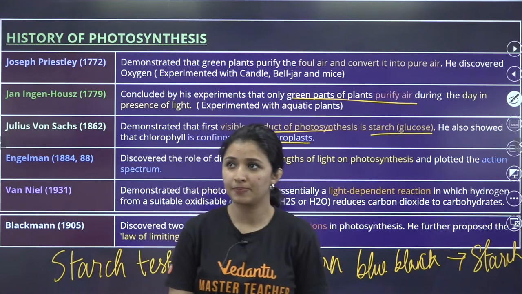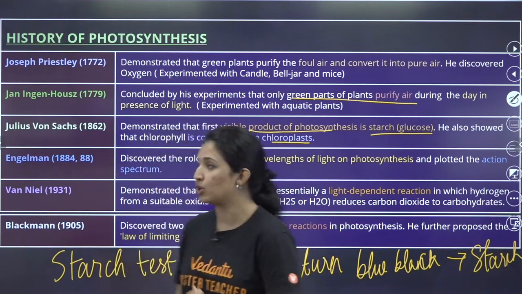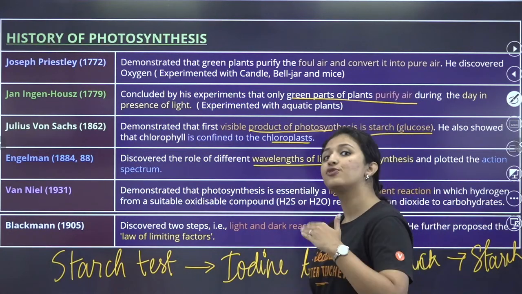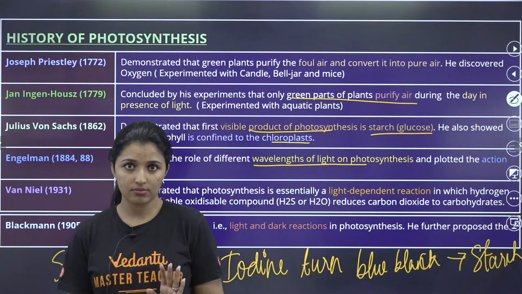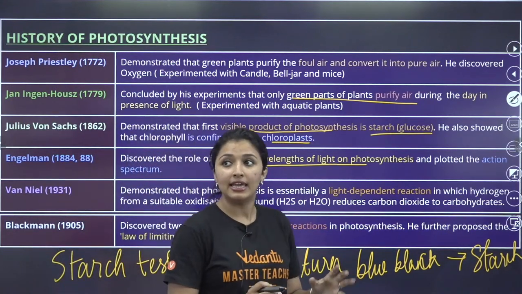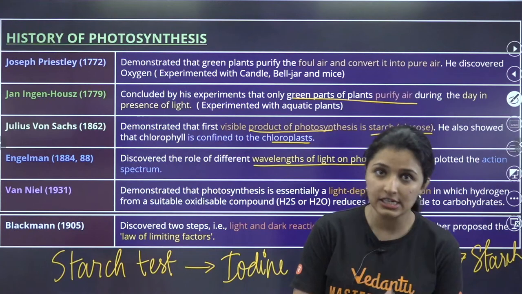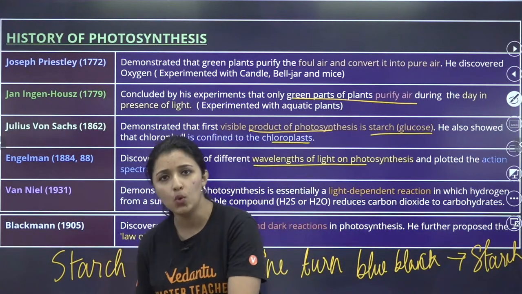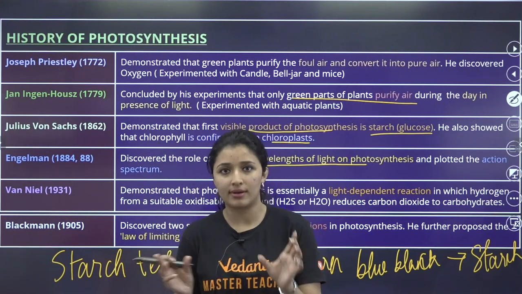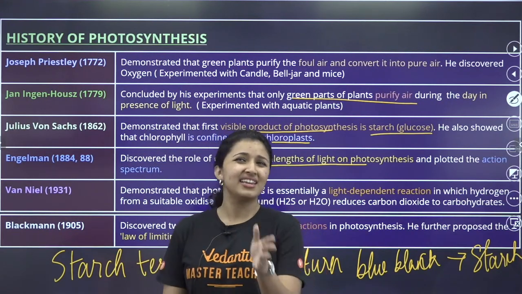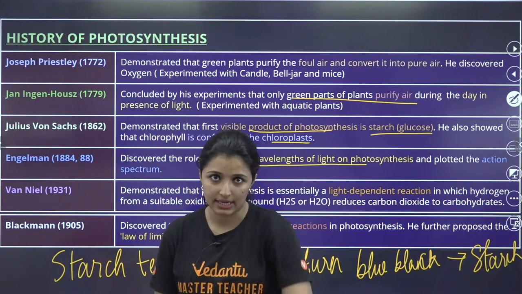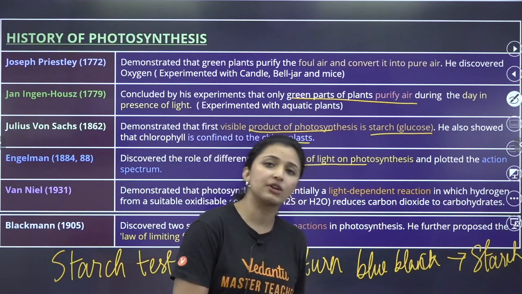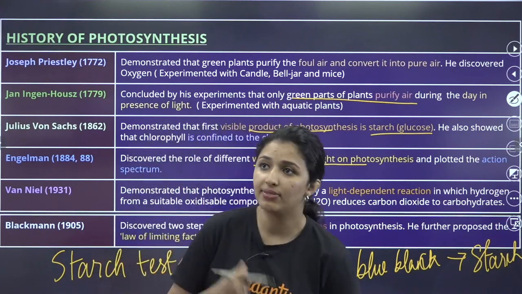That is how he understood that different wavelengths of light have different effects on photosynthesis. He said it's not just white light. He could conclude that plants always prefer blue and red light, or the blue and red regions of light. And they don't like green light. That is why they reflect out green light. That's why we have green plants. They don't like green color. They reflect it out. They utilize the blue and the red.